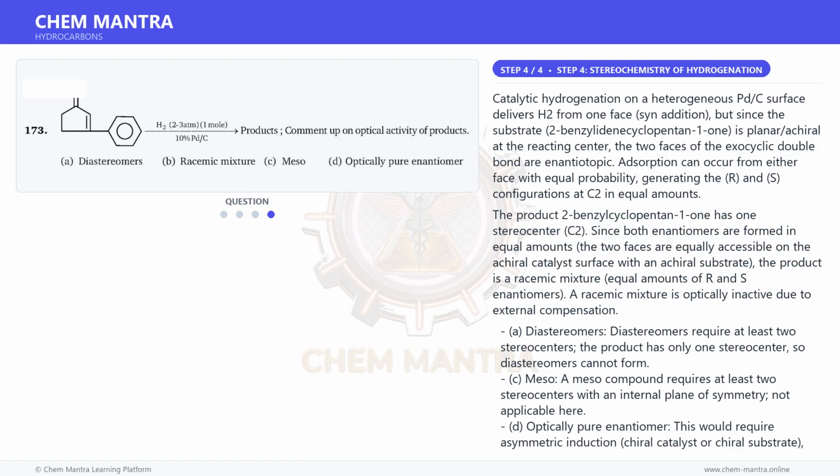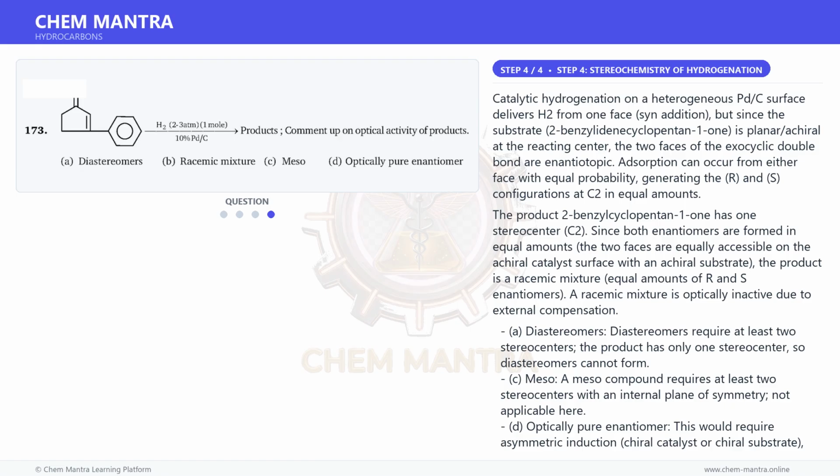The product 2-benzylcyclopentan-1-one has one stereocenter, C2. Since both enantiomers are formed in equal amounts, the two faces are equally accessible on the achiral catalyst surface with an achiral substrate. The product is a racemic mixture, equal amounts of R and S enantiomers. A racemic mixture is optically inactive due to external compensation.